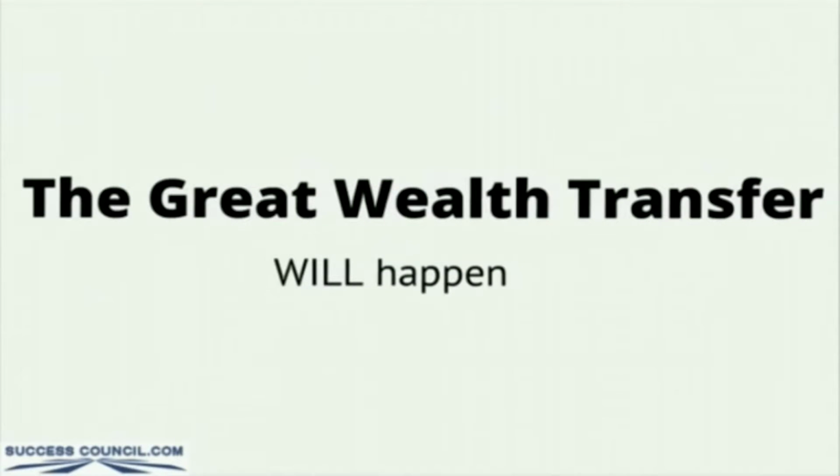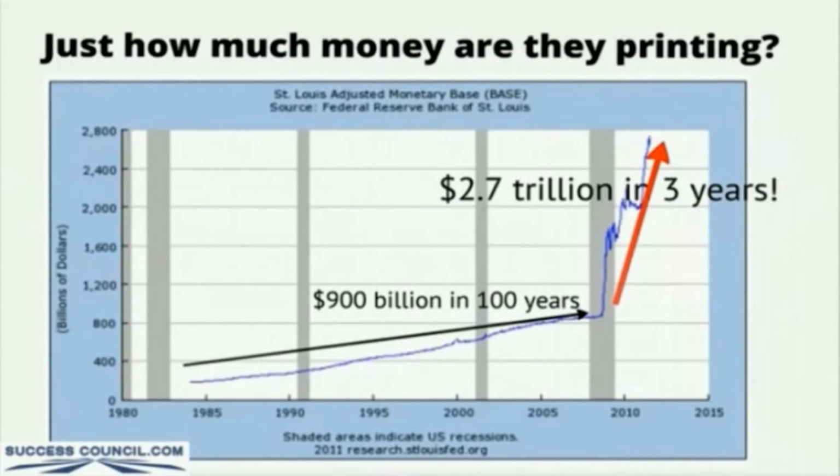So, how much money are they printing? Well, as you can see here, by 2008, it took the Fed 100 years to create a little less than $900 billion. But in only the next 3 years, they tripled the number of U.S. dollars circulating to over 2.7 trillion, guaranteeing massive inflation for the United States and robbing you and me of the purchasing power of our savings.